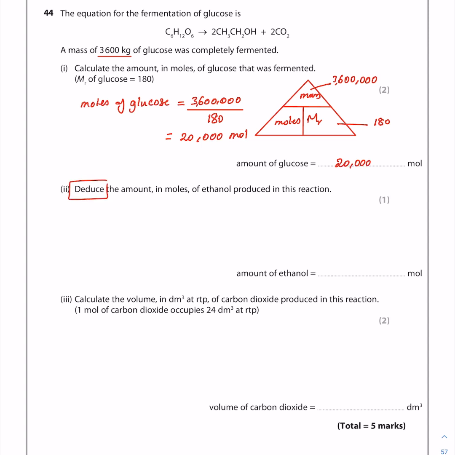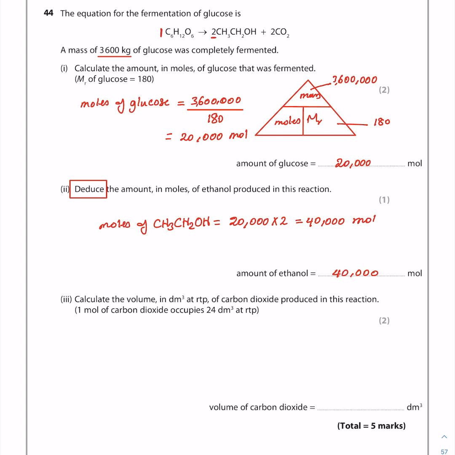Deduce the amount in moles of ethanol produced. The ratio between ethanol and glucose is 2 to 1, which means the moles of ethanol is double the moles of glucose. Moles of CH3CH2OH equals double the moles of glucose, which is 20,000. So 20,000 by 2 gives 40,000 moles. The answer is 40,000 moles.